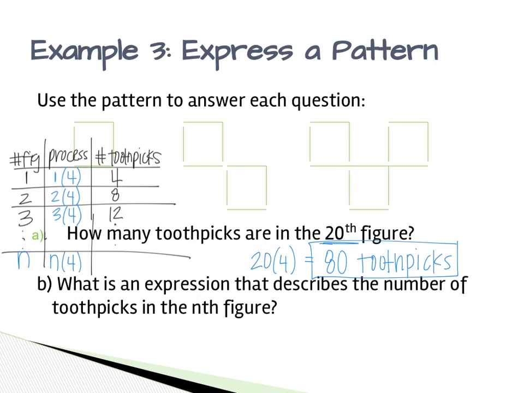All right. B, what is an expression that describes the number of toothpicks in the nth figure? Well, I replaced the number figure with 20. So the number figure is the nth figure. So I'm going to replace it with n, and I'm going to say n times 4, or 4n.